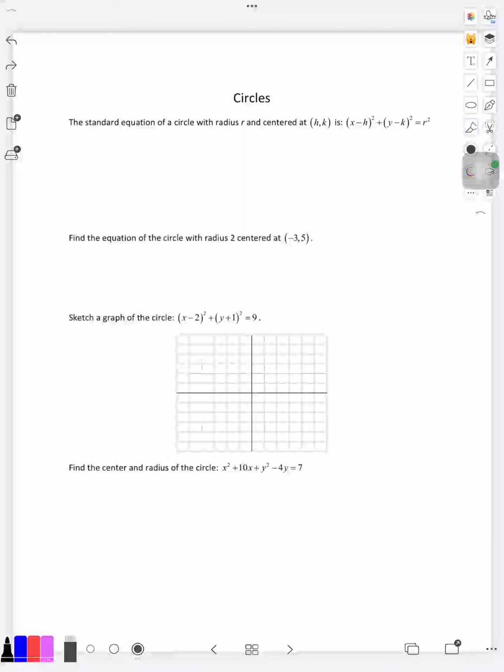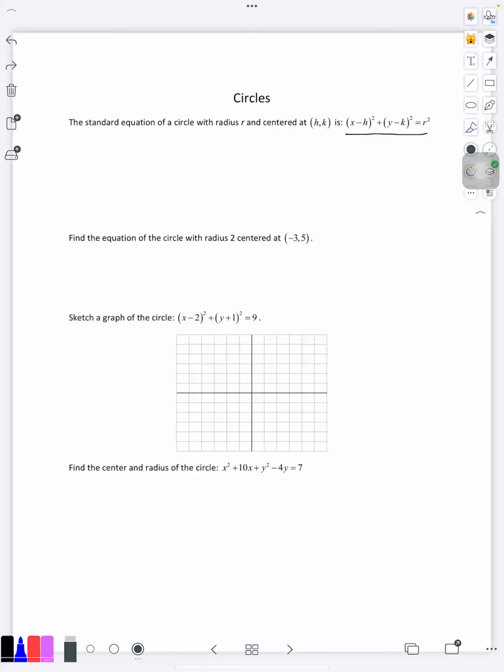In this video, we're going to learn about some of the standard facts of circles. To begin with, the standard equation of a circle with radius r and center at (h, k) is the equation (x minus h) squared plus (y minus k) squared equals r squared. At first, it may look like a kind of random equation, but let me show you where it comes from.